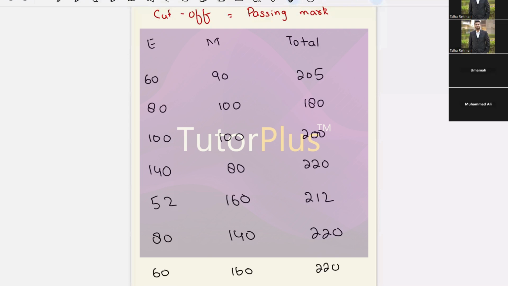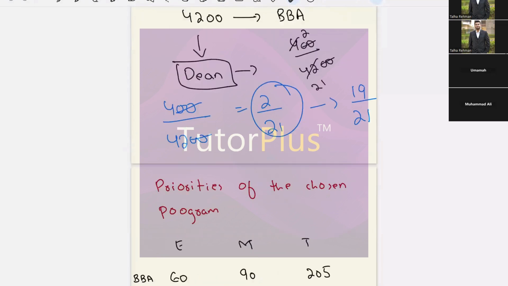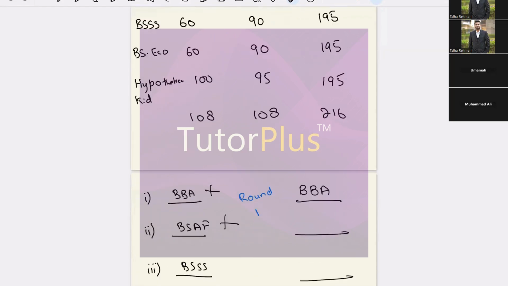Ali, beta, do you have a question? Rahim, Umama. Ali, did you miss this part, beta? Ali, beta, did you miss this or did you miss the part that comes after it as well?